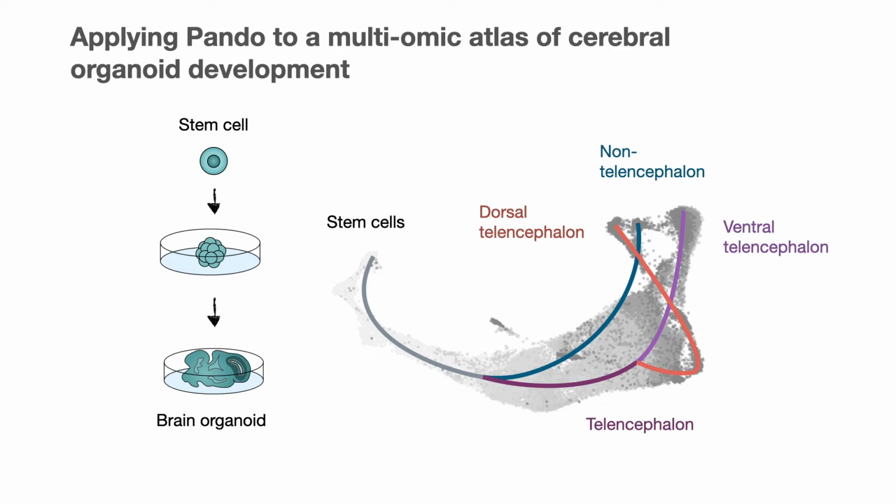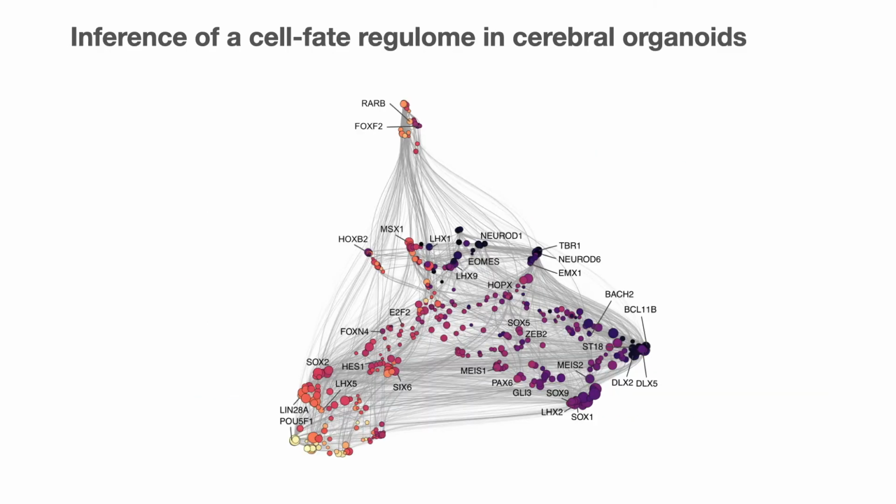We were really curious how this diversity is set up and what are the regulatory mechanisms behind this diversification. So we used Pando on this dataset to infer a regulatory network in these cerebral organoids. This is one representation of this, where each transcription factor is a dot, and we can actually further summarize this network to the level of transcription factors.